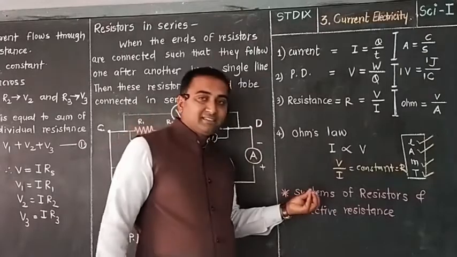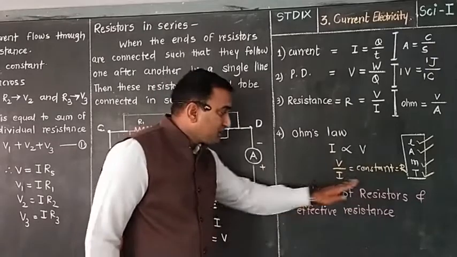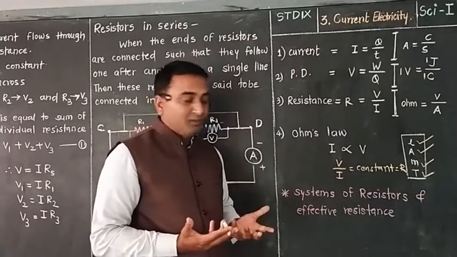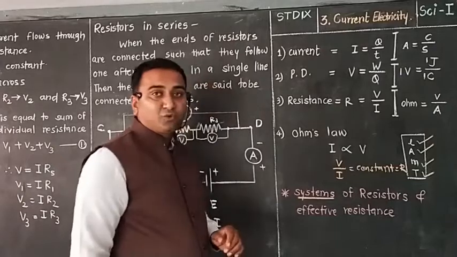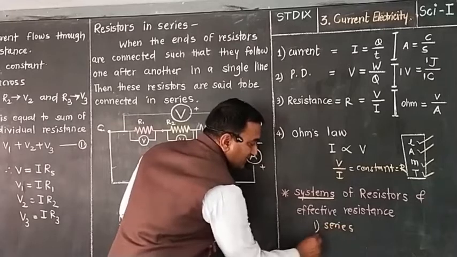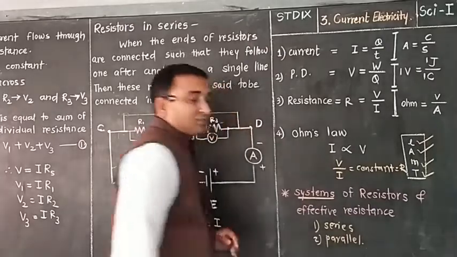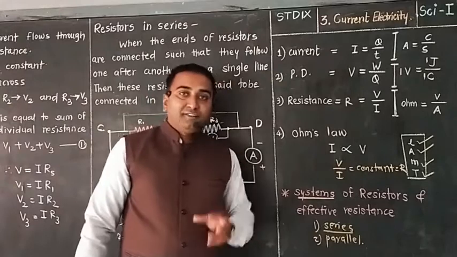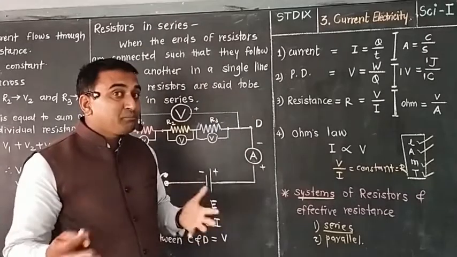Now the new part we are discussing is systems of resistance. Because of the systems of resistance, there is a new effective resistance, and that point we are going to discuss. So how many systems are there? There are 2 systems. System number 1 is series, and system number 2 is parallel. Within this session, we are going to focus only on the series combination of resistance, or resistance in series. See here, what is meant by that?